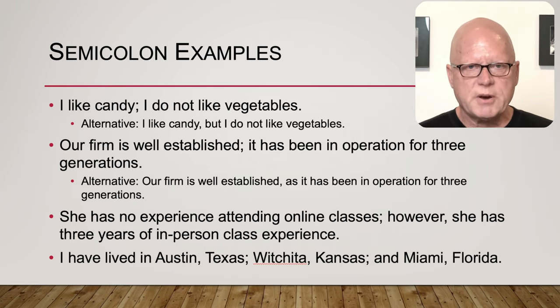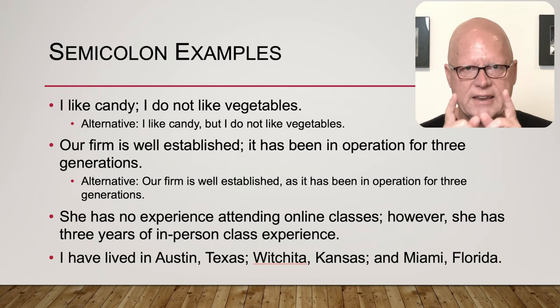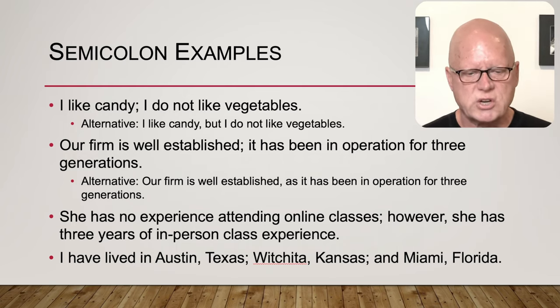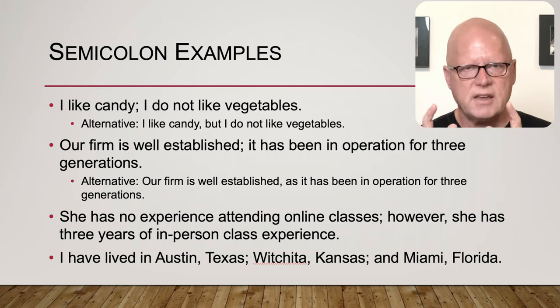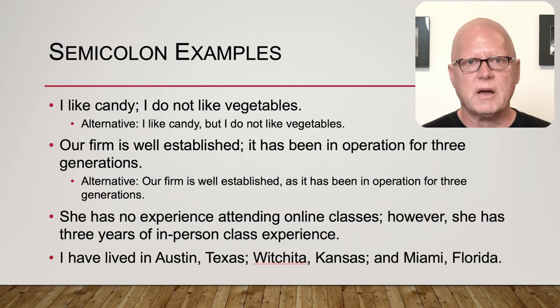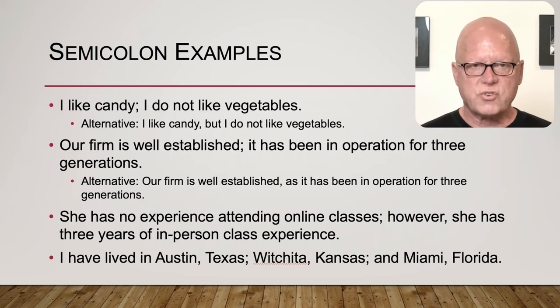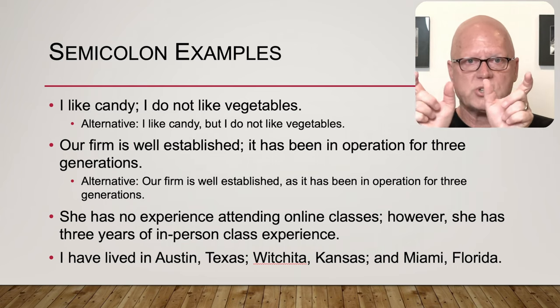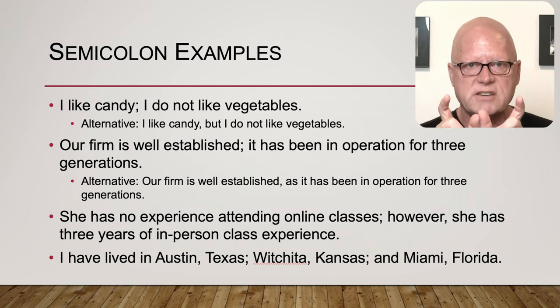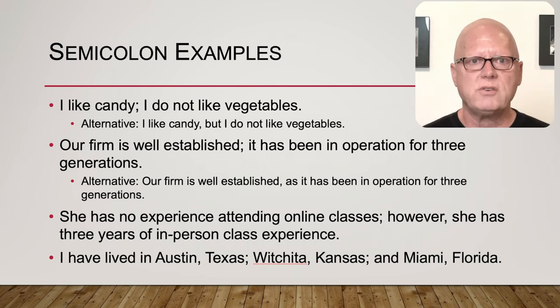"She has no experience attending online classes" is an independent clause. "She has 3 years of in-person class experience" is an independent clause. It's just introduced with the adverb however. So, when two independent clauses are merged together into a single sentence, they can be conjoined using a semicolon.